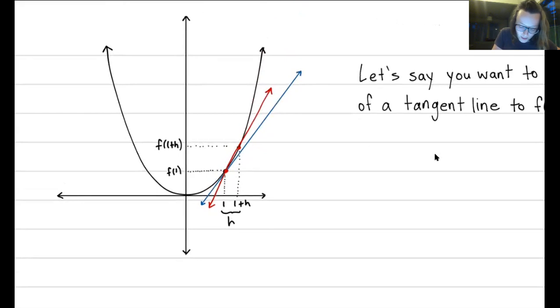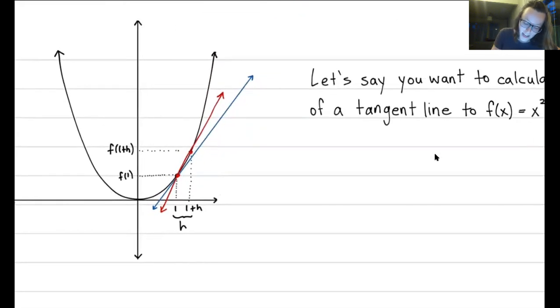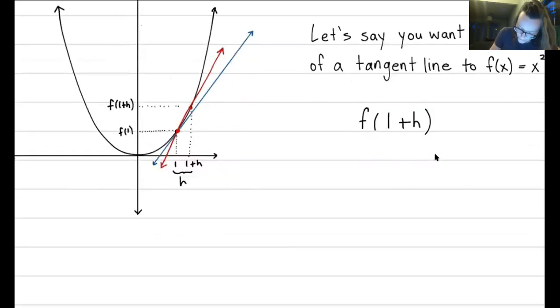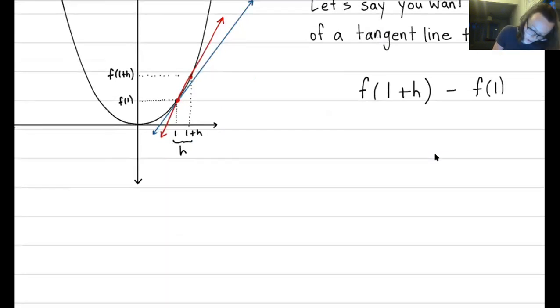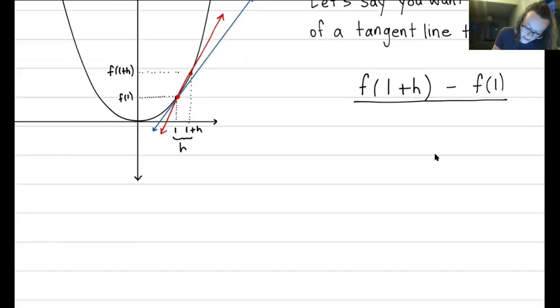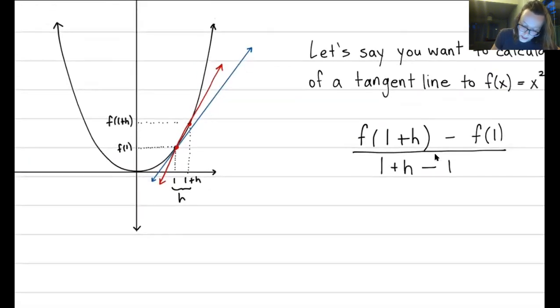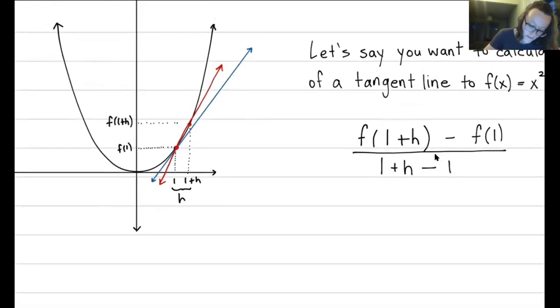And we've got the 2 x coordinates and the 2 y coordinates. If I wanted to get the slope of the secant line here, I would do f of 1 plus h minus f of 1, right? That would be the difference between the two y values. And then the difference between the two x values would be 1 plus h minus 1. Okay? So that expression there is giving me the slope of the secant line between those 2 points.